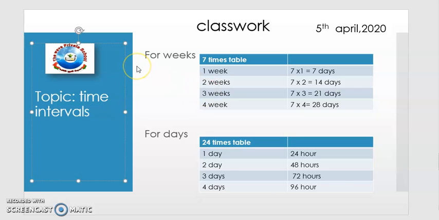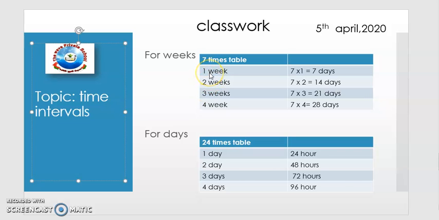So first of all, see this for weeks. Whenever I want to convert my weeks into days, what I will do is say the 7 times table. For example, I want to know how many days in 1 week. 7 times 1 is 7. It means 7 days. How many days in 3 weeks? It means 7 times 3 is 21.